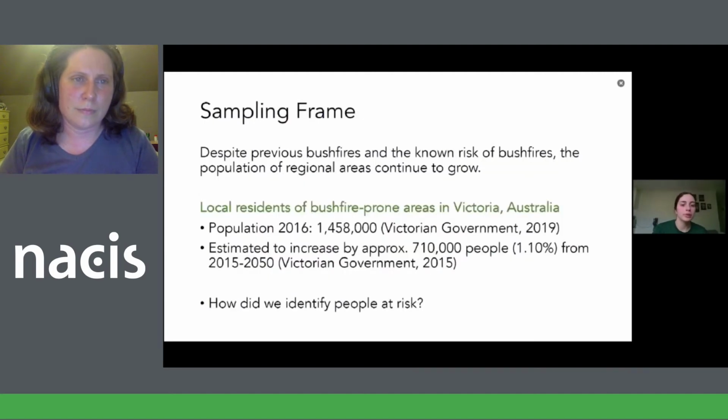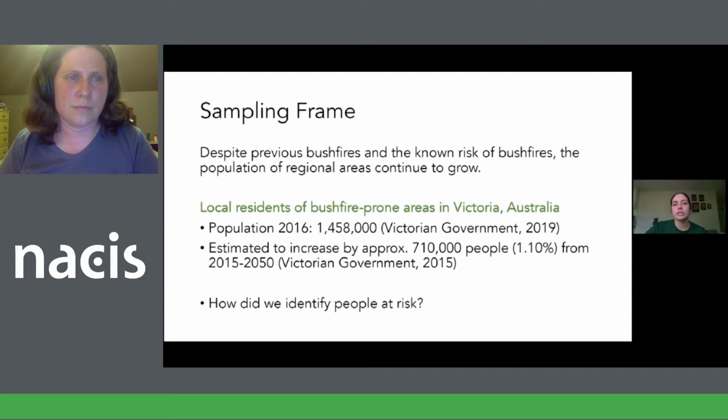Okay, so the sampling frame of this study is local residents of bushfire-prone areas in Victoria, Australia. So bushfire-prone areas tend to be in the regional areas of Victoria. Despite previous bushfires and the known risks to bushfires, the population of regional areas continue to grow. So the population of regional Victoria from 2016 is 1,458,000 and is estimated to increase by approximately 710,000 people from 2015 to 2050.